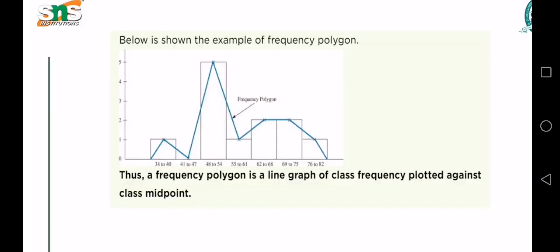Here is the example for frequency polygon. First we draw the bar diagram and then we take the middle point and draw the lines for this.